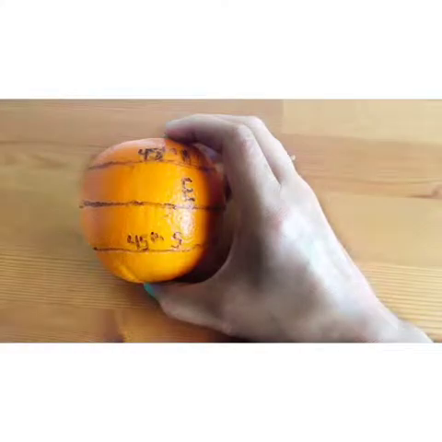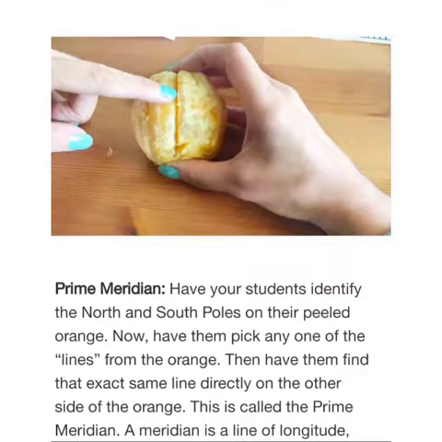Latitude and prime meridian. Identify the North and South Pole on the peeled orange. Pick any one of the lines from the orange, and this is called the prime meridian. A meridian is a line of longitude.